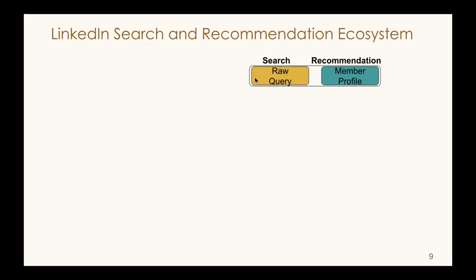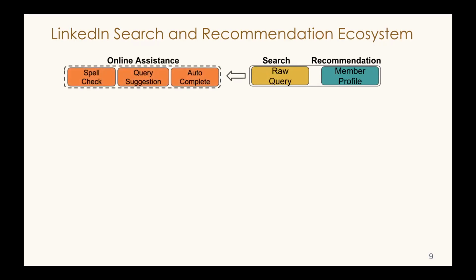So with the query information in search, typically we can do a lot of online assistance for the user. For example, we can do spell check to help the user correct their spelling errors in the raw query. We can do query suggestion to suggest new queries to the user. For example, the user types software engineer, and we can also suggest software developer. There is also autocomplete, to help the user automatically complete their query. Say if the user types soft, the system is going to automatically complete the query to software engineer.